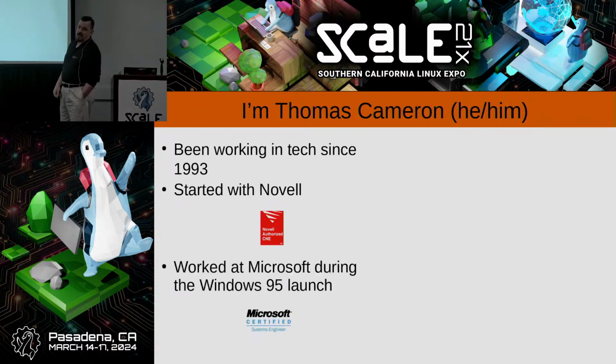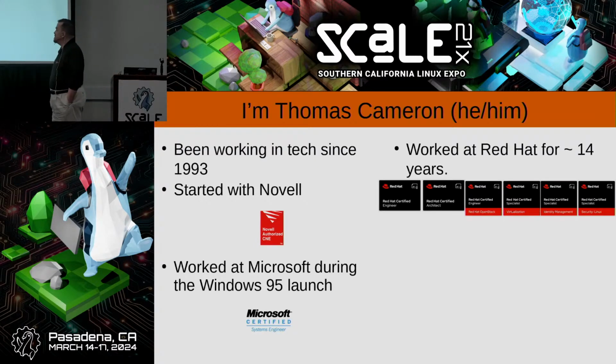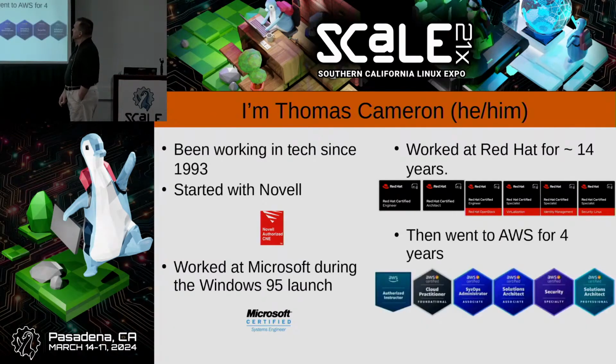Then I went to work for Microsoft. Don't hold it against me. During the Windows 95 launch, and that's when I became a Microsoft certified systems engineer. Then I went to work for Red Hat. Spent about 14 years there. Was a Red Hat certified architect, plus a whole bunch of specialty certifications around security and performance tuning and all that kind of good stuff. I got recruited by AWS. Went there for about 4 years and got all of the certs from there as well. So SA Associate, Security Specialist, SA Pro, and so on and so forth.